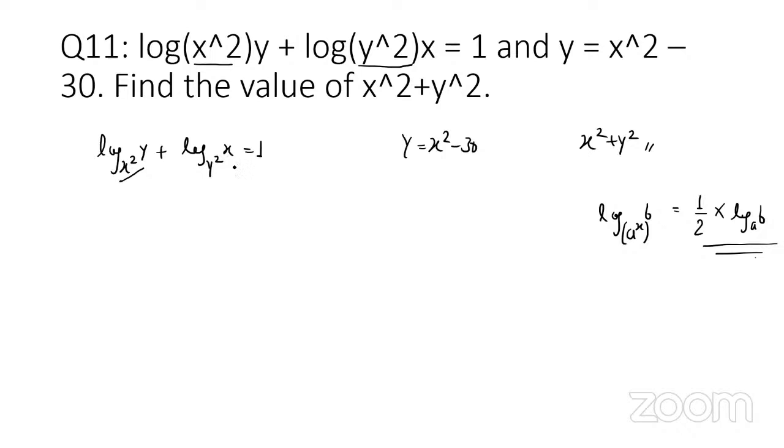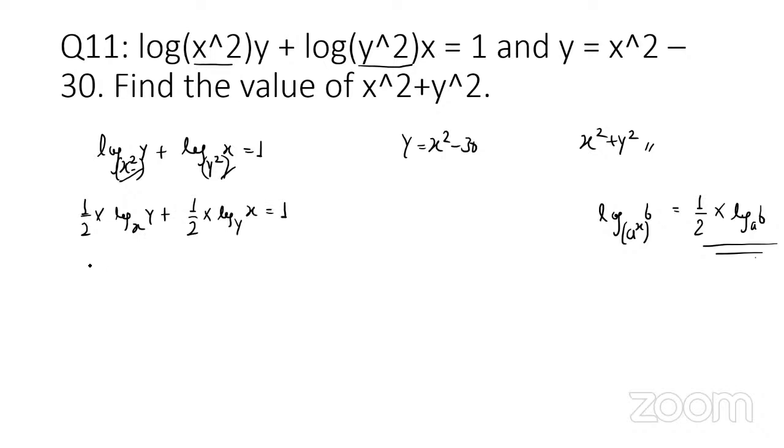So in these two logs also, there is a power in the base. That power should be multiplied with the log in the reciprocal order, right? In the reciprocal way. So 2 should become what? 1 by 2. And log should be what? Log base x, y, right? And this also half. And log should be what? Log base y, x. That should be 1.